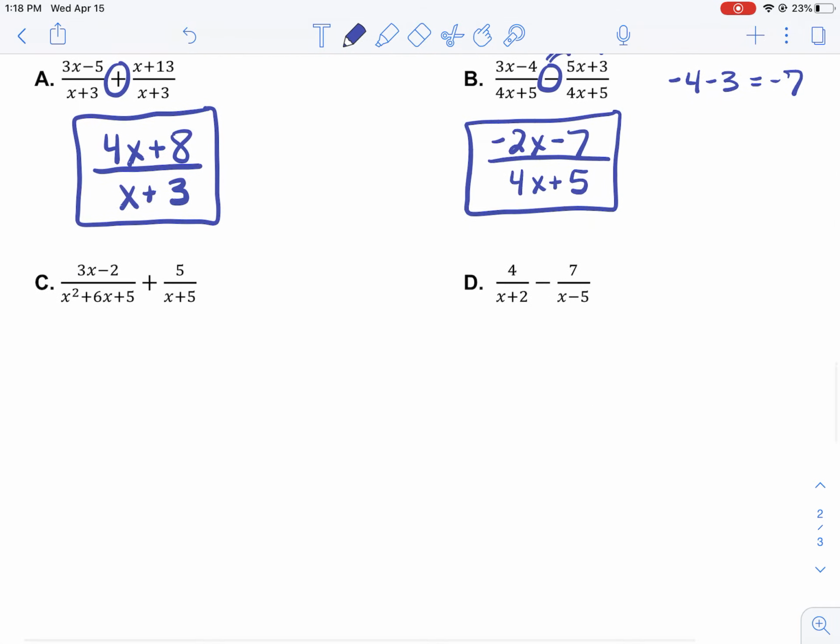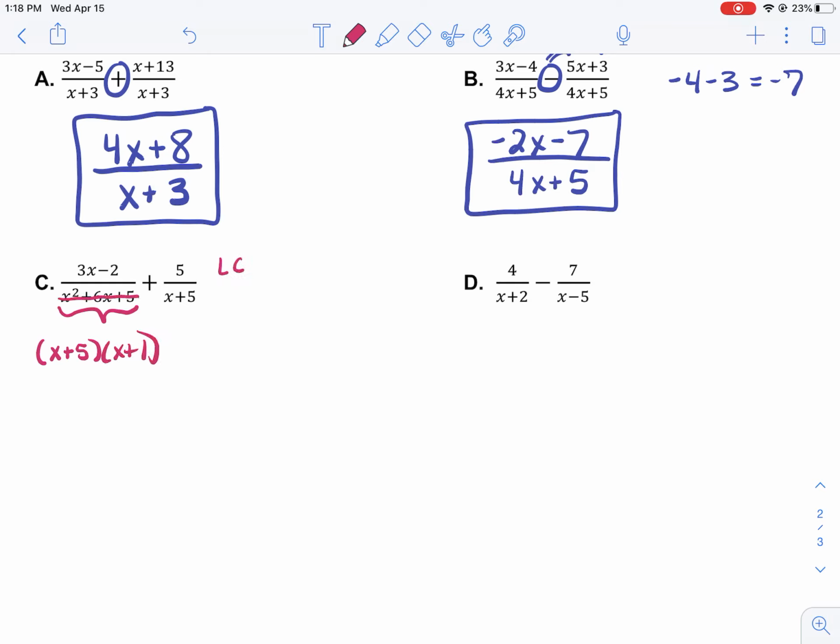Now, when you do not have a common denominator, you have to find one, okay? So in this next example, look at your denominators. You have an x plus 5, and we've got x squared plus 6x plus 5. If one of your denominators is factorable, you need to factor it in step 1. So I'm going to factor this into (x plus 5)(x plus 1).